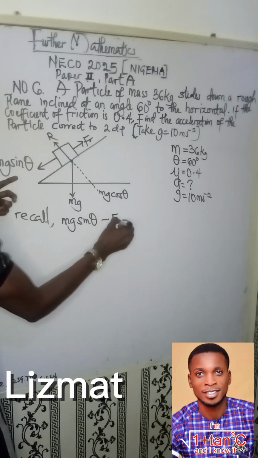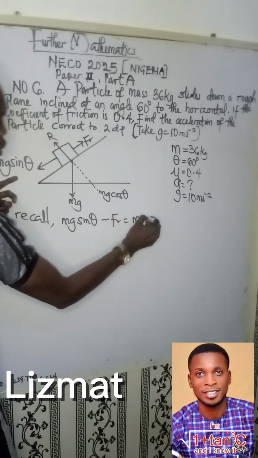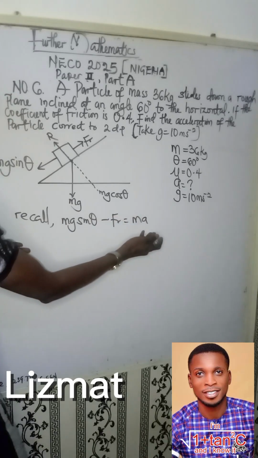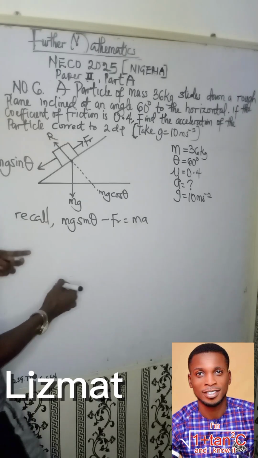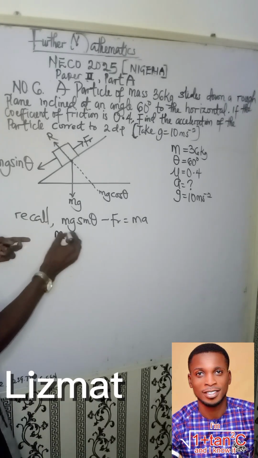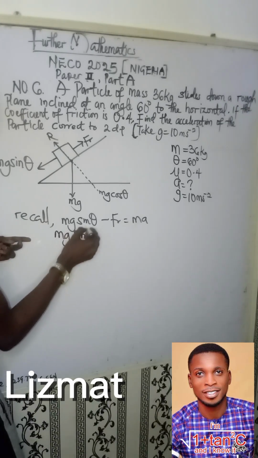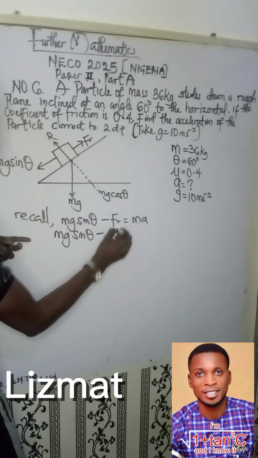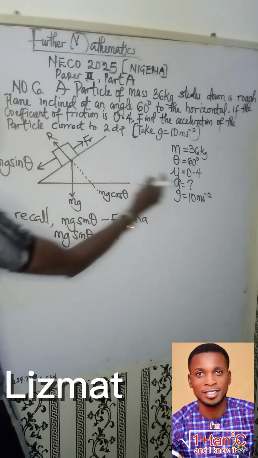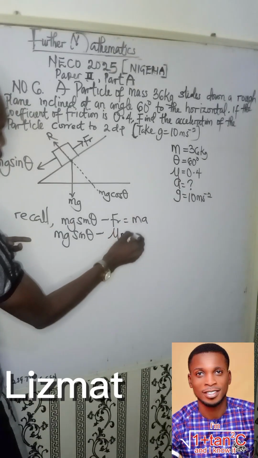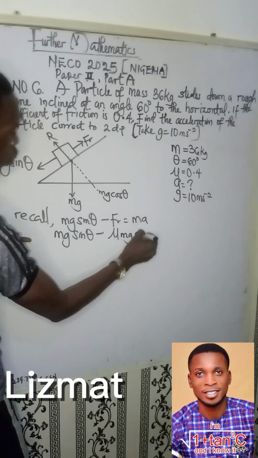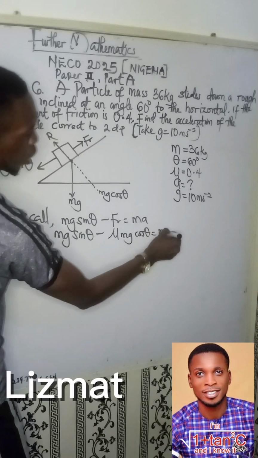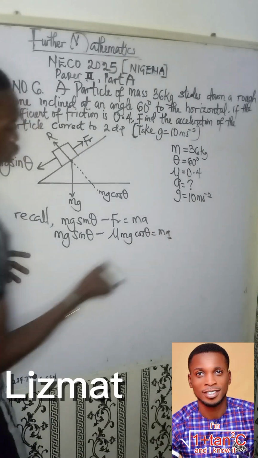If you recall, we should know that mg sin theta minus the frictional force should give us the net force on the object. So mg sin theta minus the frictional force, which is the coefficient of friction, 0.4, multiplied by mg cos theta, is equal to ma. So this is the acceleration we are looking for.